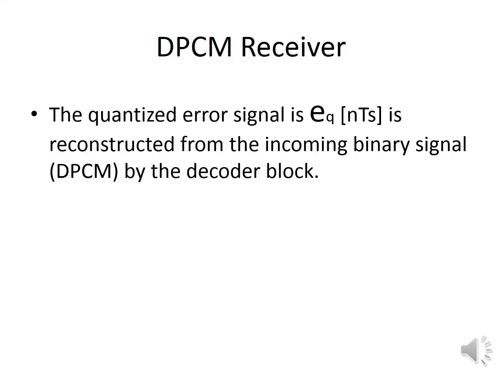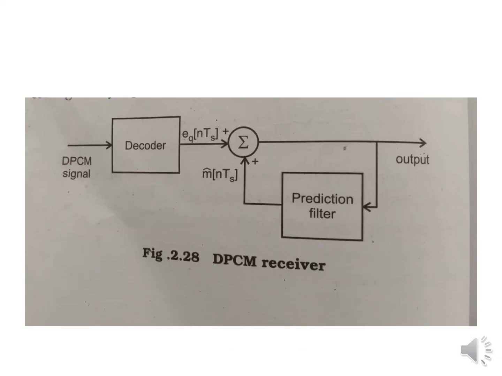The quantized error signal eq(nTs) is reconstructed from the incoming DPCM signal by a decoder block. This is the diagram for the DPCM receiver. First we have the DPCM signal, which is given to the decoder. Then we have the comparator, eq(nTs). Below we have m cap of nTs, connected to the prediction filter. Finally we get the output as the original signal.